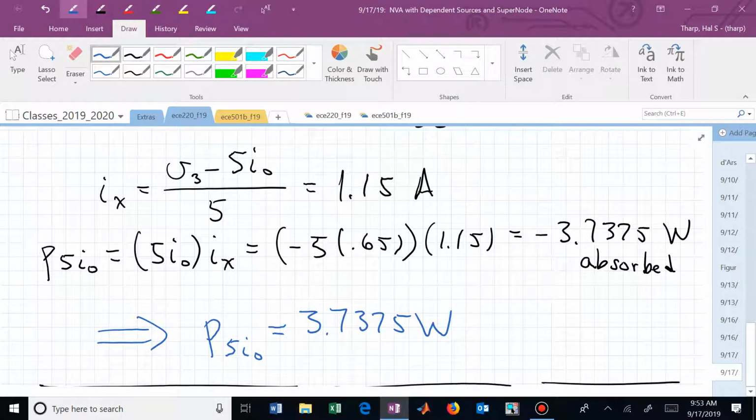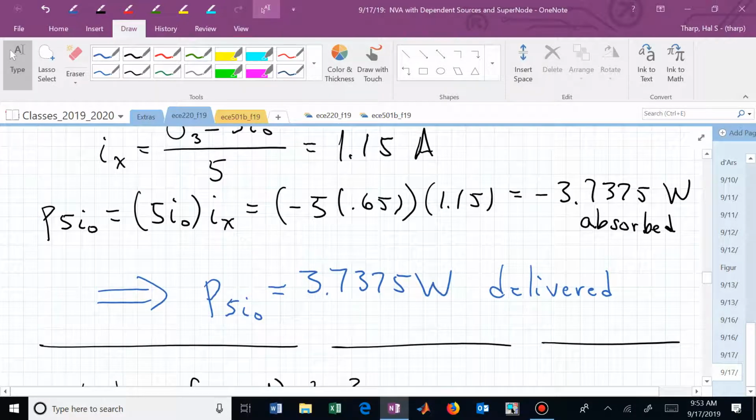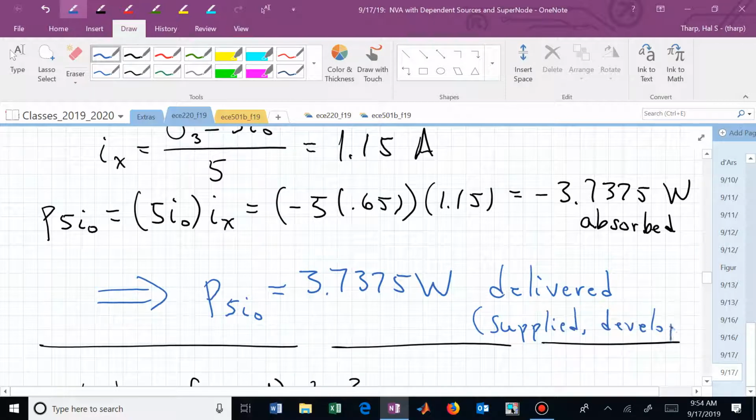So it's 3.7375 delivered, or supplied, or developed. Again, those words mean the same thing. That's node voltage analysis, fairly standard. It's just now with dependent sources.